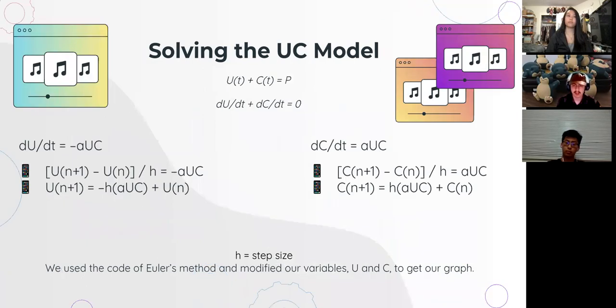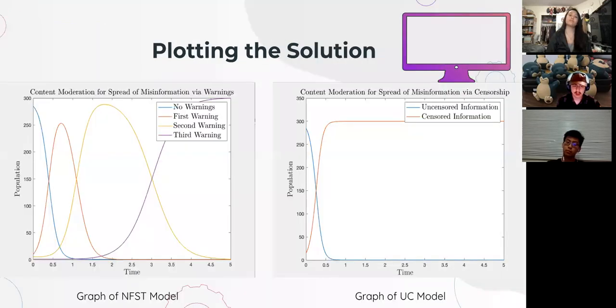So same thing here, same with the UC model. Here we use Euler's method, difference of quotients. All we have to do is isolate u of n plus 1 and c of n plus 1 to get our next data point. So here, using MATLAB, we're able to graph it, and now we have our two graphs. Now we are ready to discuss their behaviors.